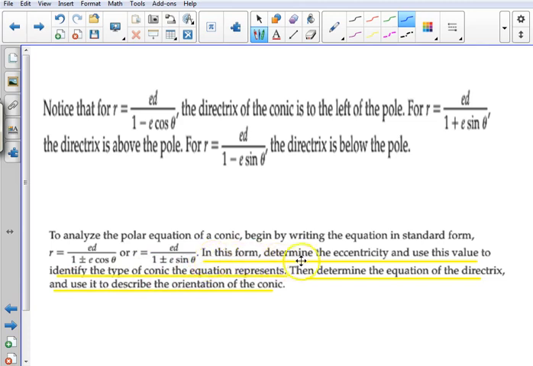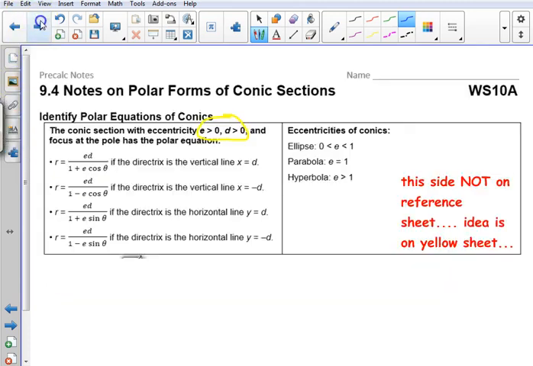So in this form, determine the eccentricity and use this value to identify the type of conic the equation represents, and then determine the equation of the directrix and use it to describe the orientation of the conic. I'm not going to make you do the orientation of the conic. So I'm going to ask you to look at this equation, find the eccentricity, tell me what kind of conic it has to be, and give me the equation of the directrix. All things you can pull right off that reference sheet.